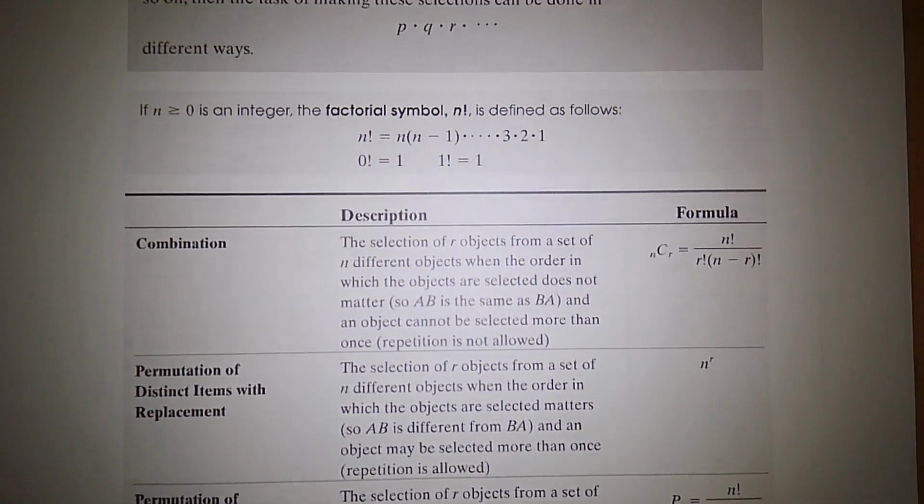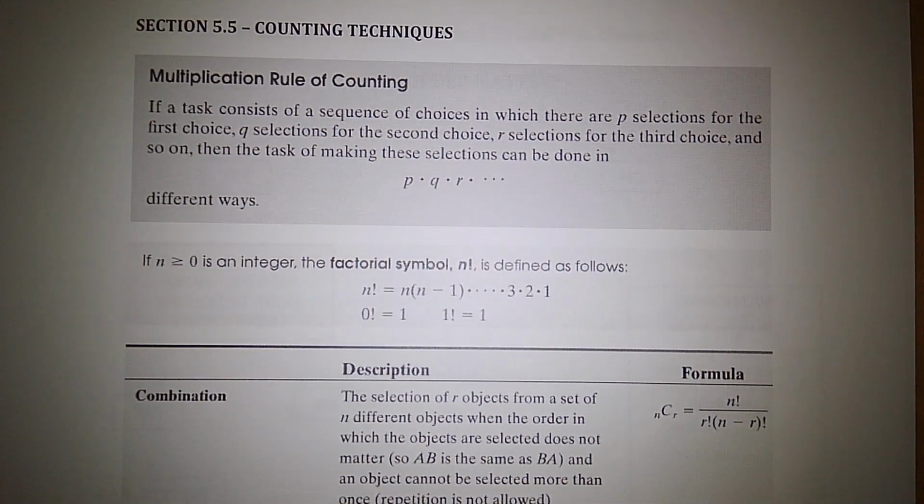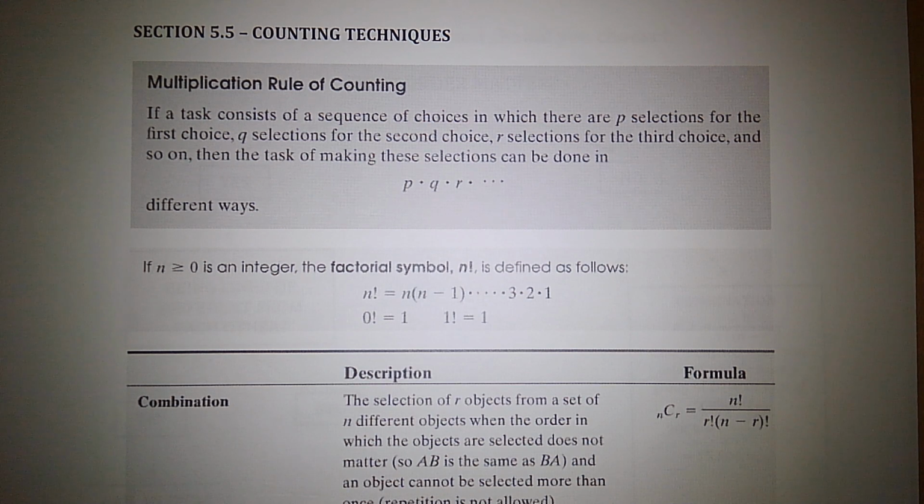In section 5.5, we're going to discuss the last of the probability, which is counting techniques. Counting techniques are a way of counting the number of ways that something might occur. And there are 4 different techniques that we are going to cover. The first one is the multiplication rule of counting, which is the most elementary way of counting. Very simple to use. So if a task consists of a sequence of choices in which there are P selections for the first choice, Q selections for the next choice, and so on, we simply have to multiply all of those choices together.